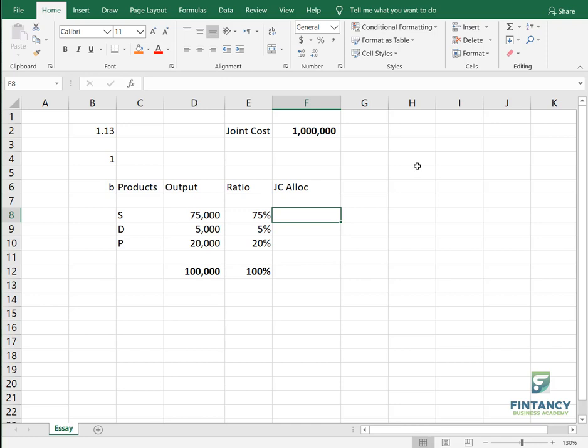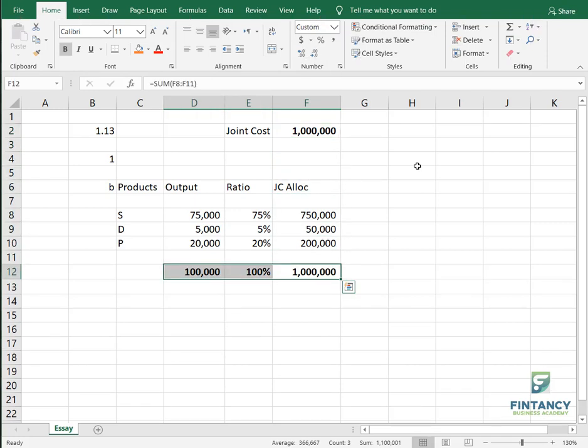Joint cost allocation. What to do? Remember, how much is the joint cost? This much. I can fix this also. This much fixed. Multiply by ratio. And see, it should match with your joint cost above. So this is the answer for option B. I hope it's clear with everyone. Please write yes in the chat box if it's clear with everyone.